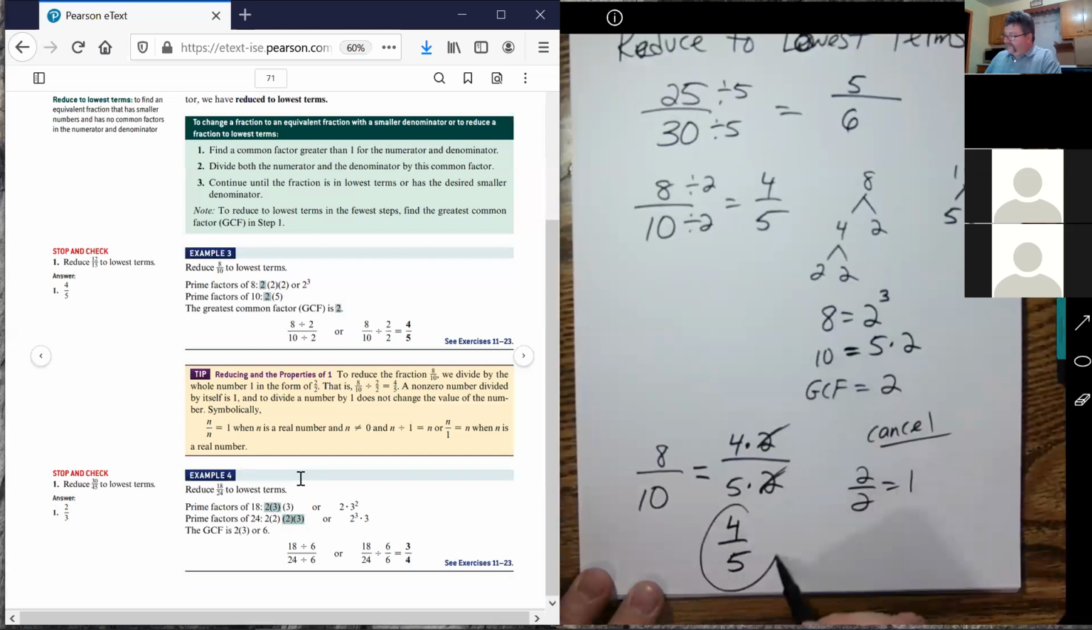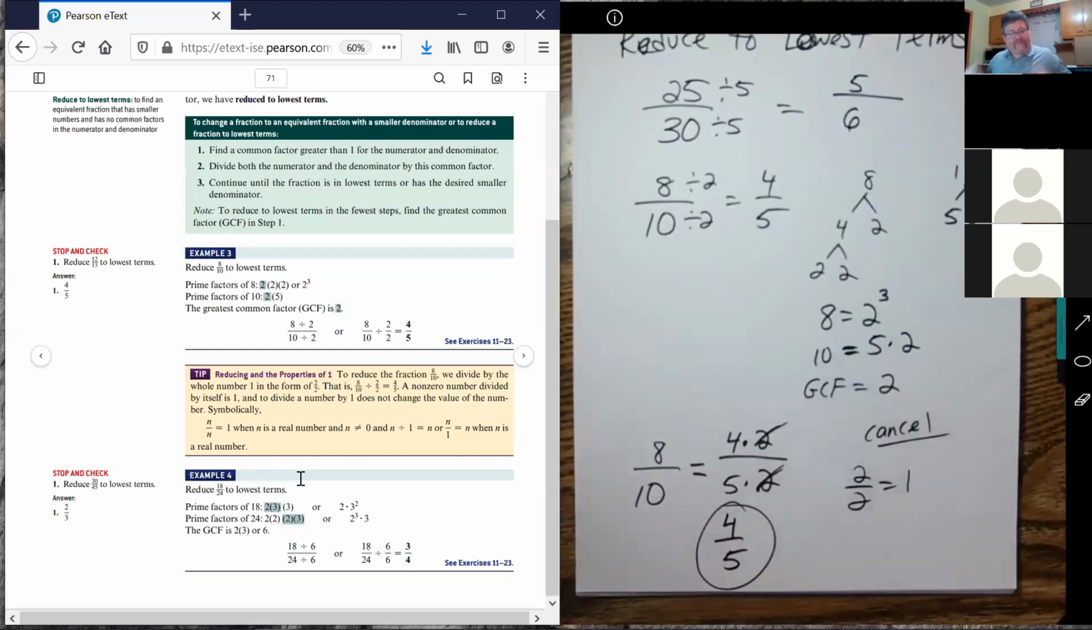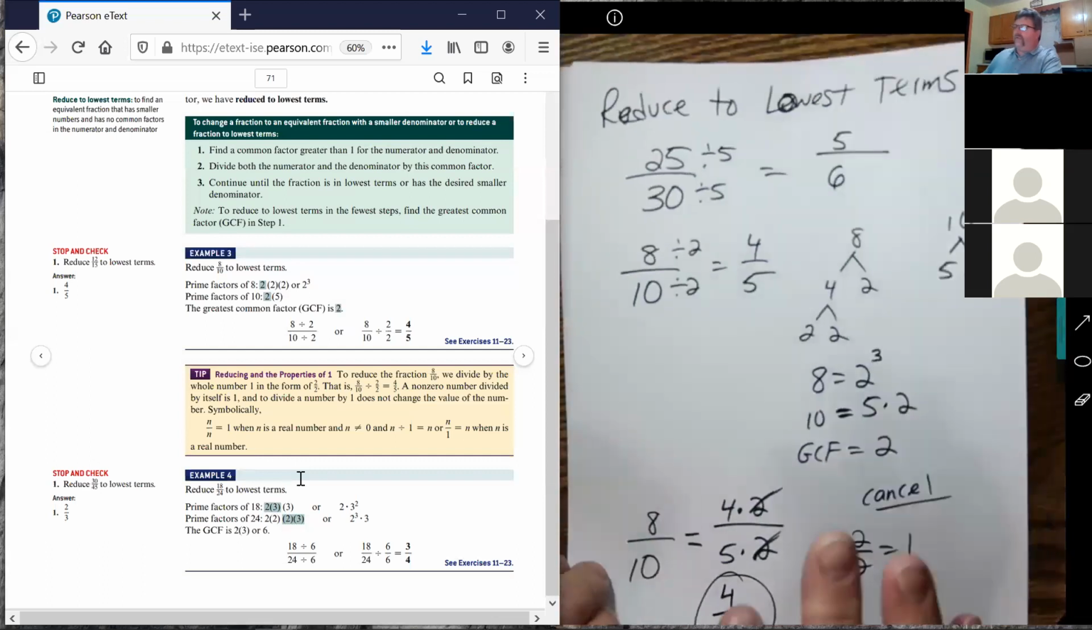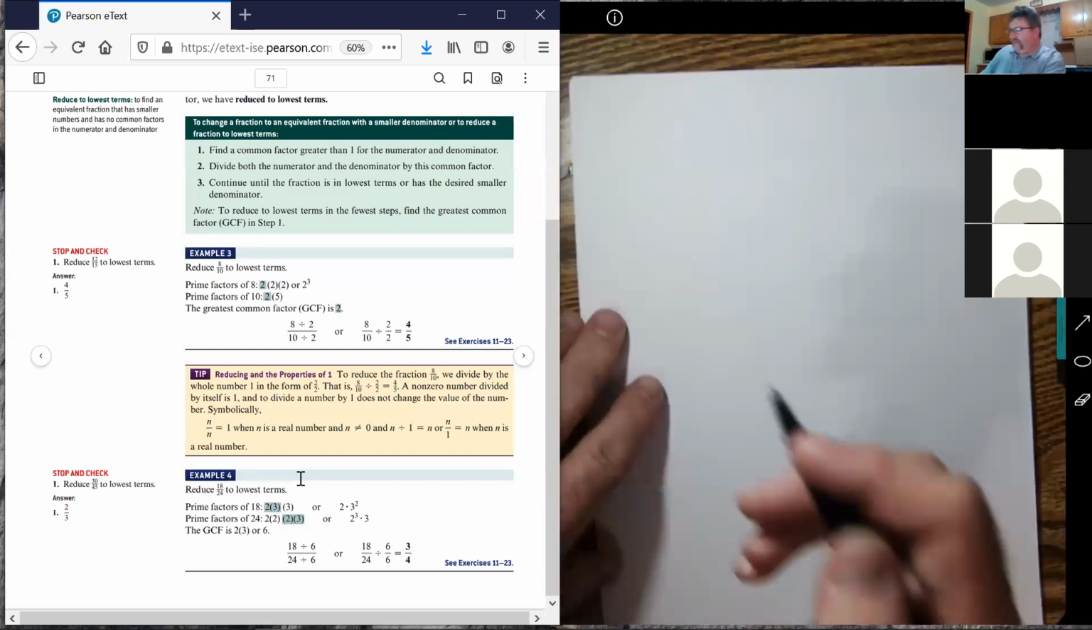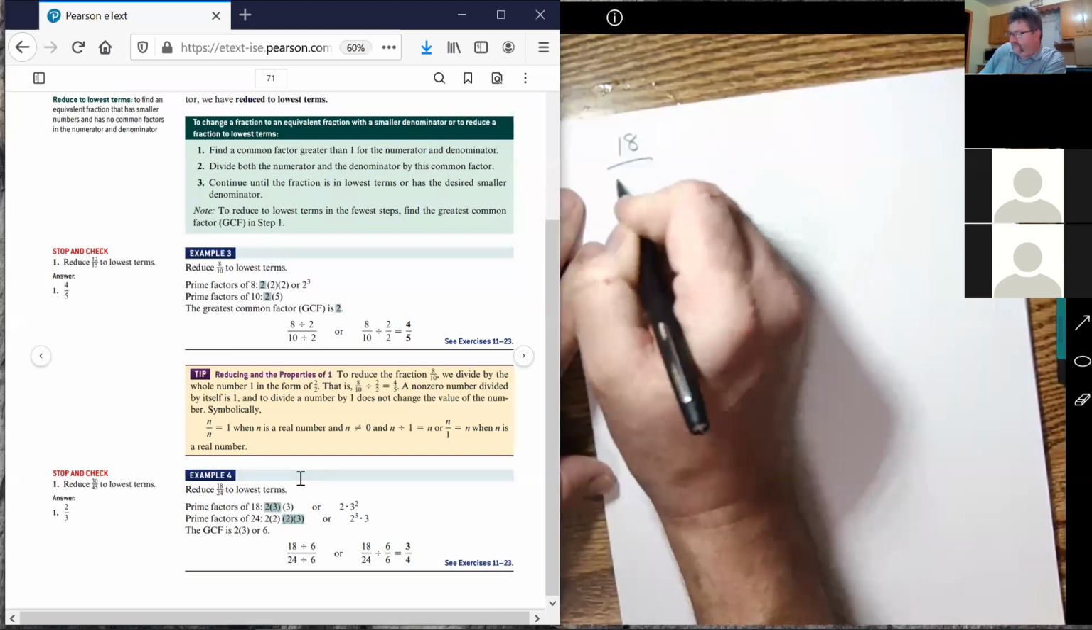So this factor and cancel, factor and cancel, factor and cancel is a quicker way than finding the greatest common factor, because it takes a little effort to find that greatest common factor. Okay, let's try one more that way. Example 4, we've got 18 over 24, and we're supposed to reduce it.